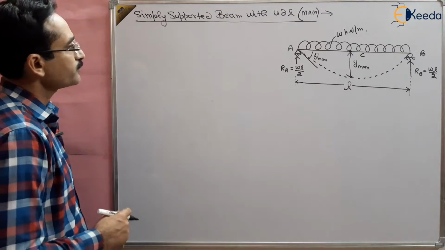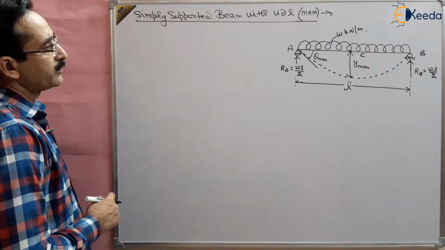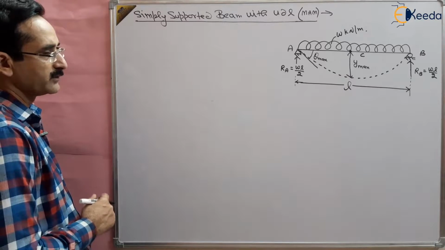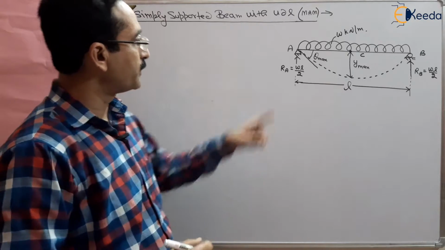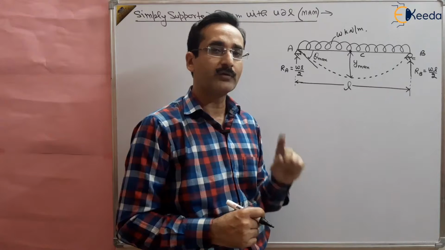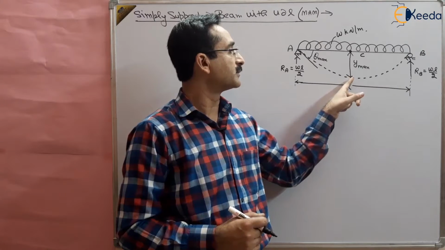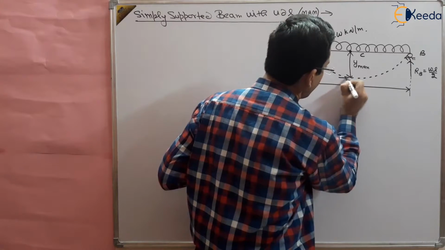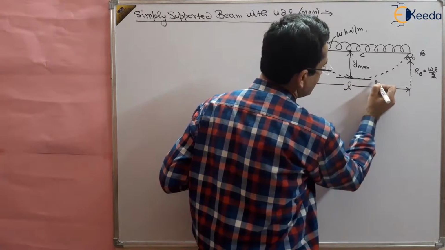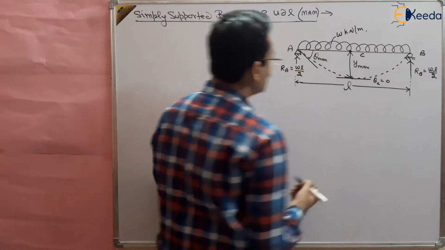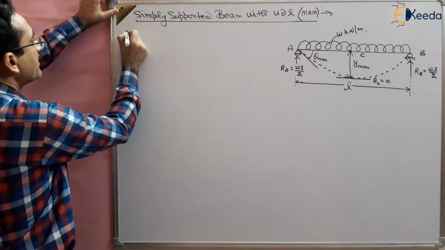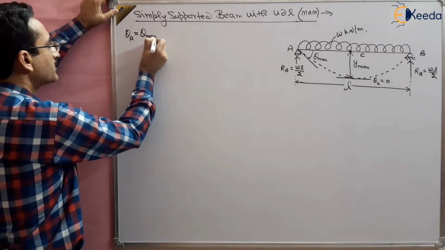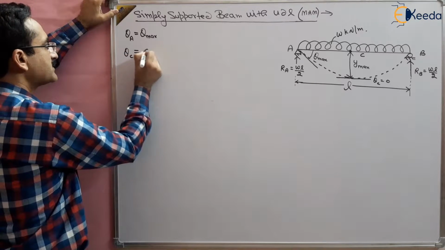Now, how to find out the maximum slope and maximum deflection? We have to choose the point where the slope is maximum and another point where the slope is 0, right? You can see here that point C is the zero slope point, so theta C is 0. So to apply the moment area theorem, we have chosen 2 points: theta A is equal to theta max, and theta C at the center, where the slope is 0.